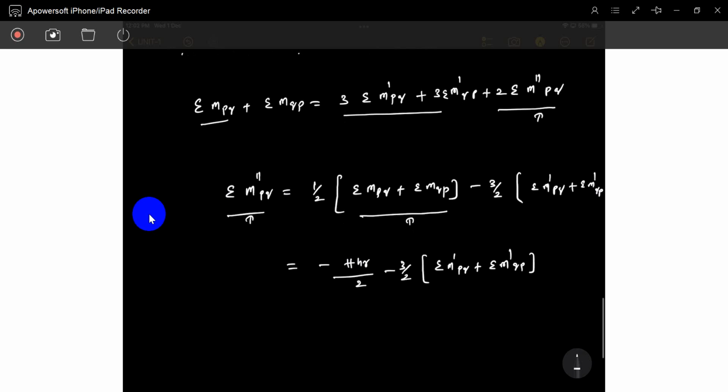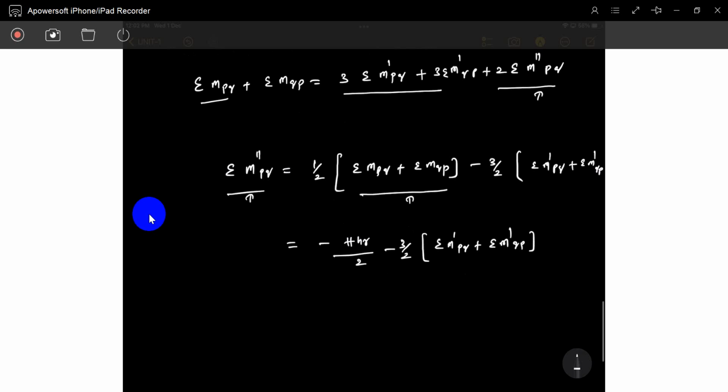Now you can see. I will write 3 by 2 outside. What will happen? HR divided by 3. Minus, no, it's a plus. Sum of PQ, sum of QP: rotational contribution at P towards Q, rotational contribution at Q towards P. Understood? So that value is PQ.